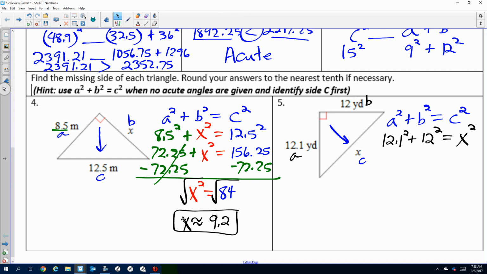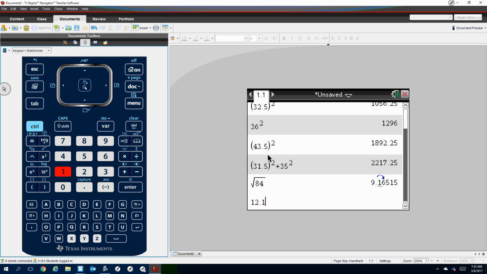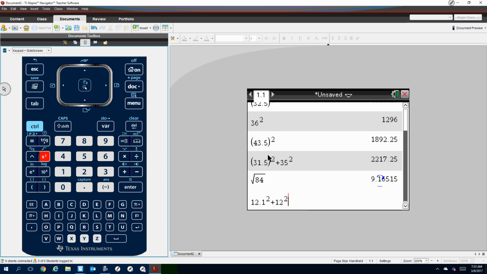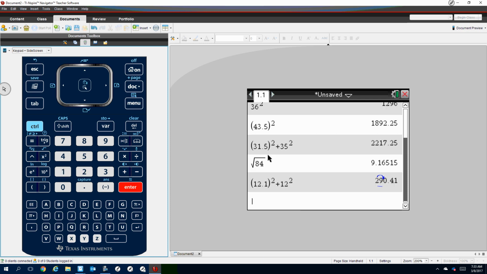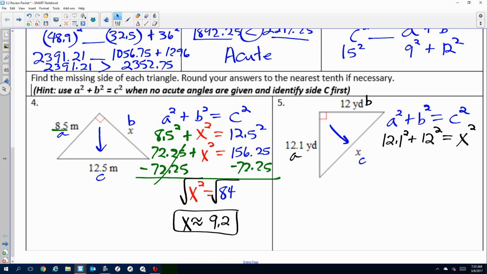Now you can do that 12.1 squared plus 12 squared on the calculator in one keystroke. 12.1 squared plus 12 squared, and we get the sum. So our sum is 290.41. So we're going to write that sum, 290.41 equals X squared. But now we have to solve for X, so you have to take the square root. Once we take the square root, it's 17.04, I think. So it's approximately just 17 because we're rounding to the nearest tenth.